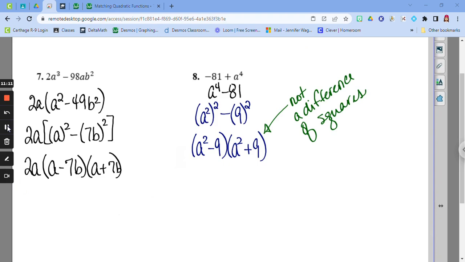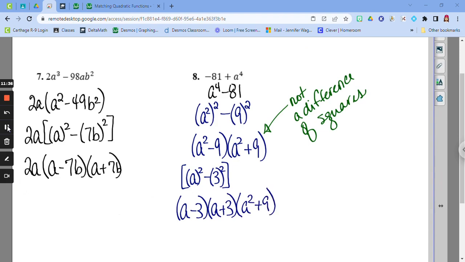So a squared minus 9. A squared minus 3 squared. So a minus 3, a plus 3, and the a squared plus 9 that was not a difference of squares.